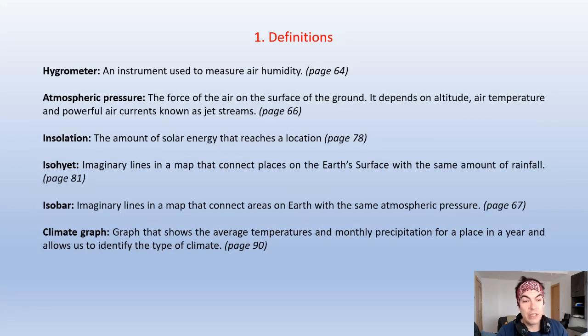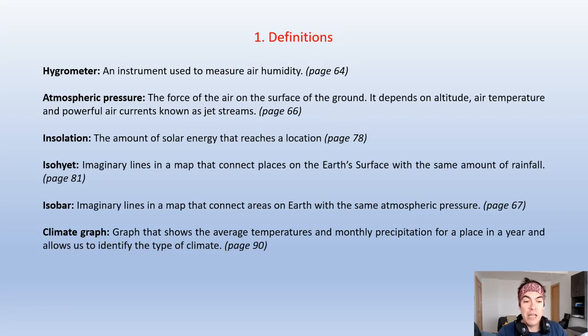So let's start with the second half of the definitions. The hygrometer is an instrument which is used to measure the air humidity. Okay, it is on page 64. The atmospheric pressure is the force of the air on the surface of the ground. It depends on altitude, on the air temperature, and on powerful air currents, which we know as jet streams. Okay, as you know, the average atmospheric pressure at sea level is 1015 hectopascals or millibars. You can find this on page 66.